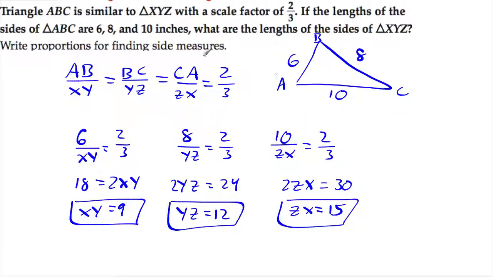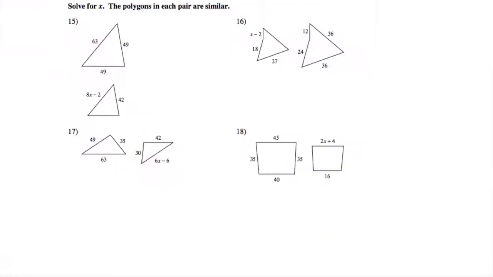Okay. So setting up these proportions, writing out your equations is crucial in order to get the correct answers. All right, next we want to solve for x, and the polygons in each pair are similar. So these triangles, these quadrilaterals, these triangles, and these quadrilaterals are all going to be similar. If we want to solve for x, it's this side here. So we get 8x minus 2 is going to correspond to 63.